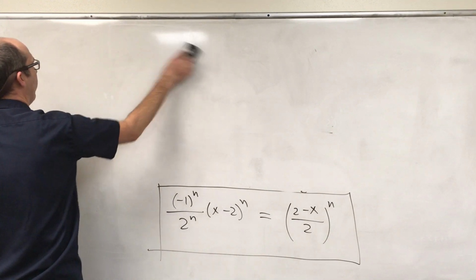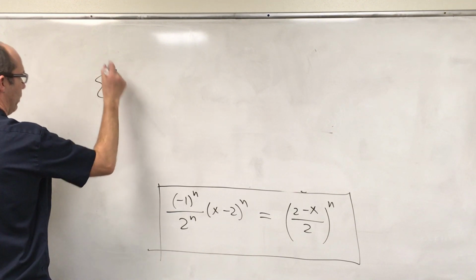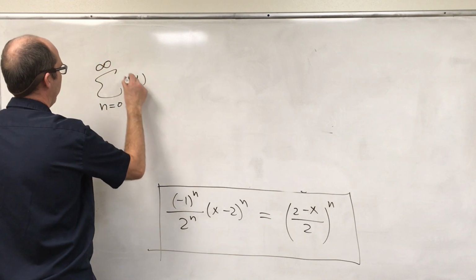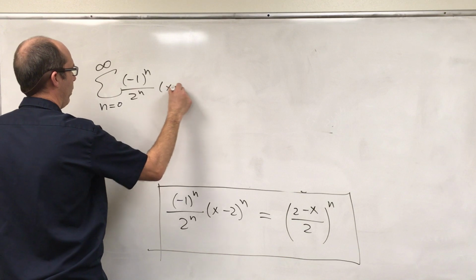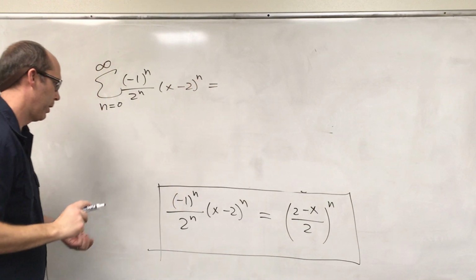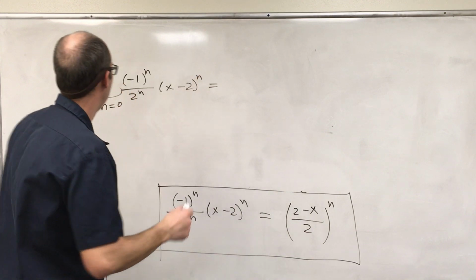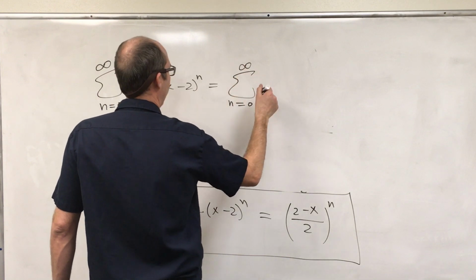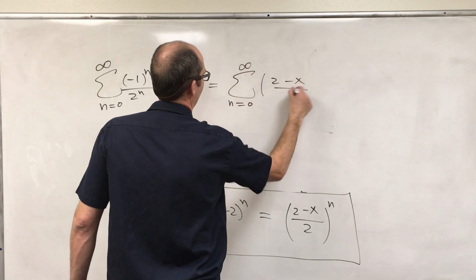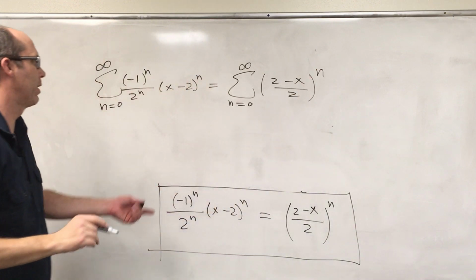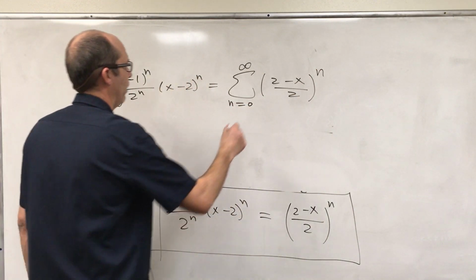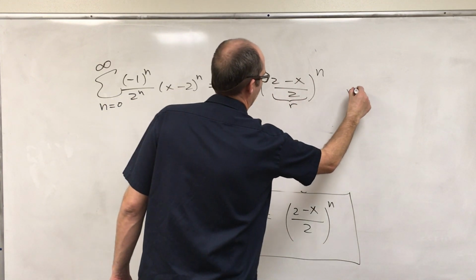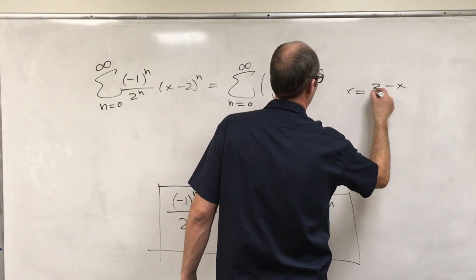I know there's that little glare there, isn't there? Let me put it right here. Okay, we had the sum from 0 to infinity of -1 to the n over 2 to the n, x minus 2 to the n. Okay, because we found that this algebraically is exactly the same as that, we can rewrite this as the sum from 0 to infinity of 2 minus x over 2 to the n. Okay, this has the form of a geometric series, right? This number right here, this is my r. R equals 2 minus x over 2.